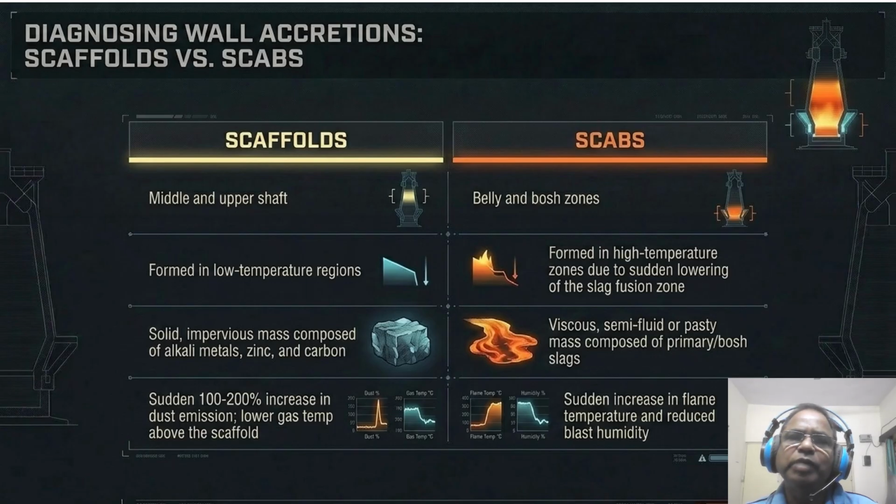If you try to melt a scaffold with heat, you might just make the scab below it worse. Understanding the chemistry of this buildup is key to purging them. So, to understand how a scaffold becomes so resilient, we have to look at the self-accelerating alkali zinc cycle.